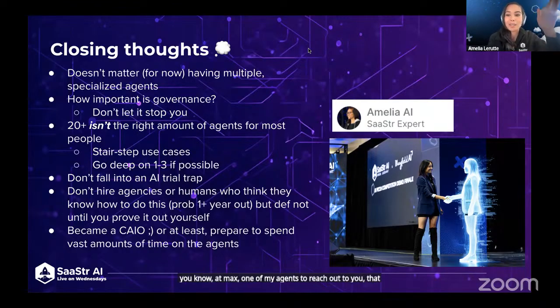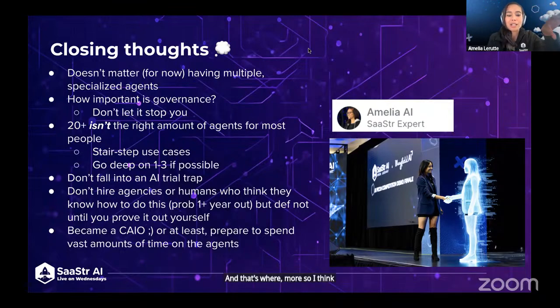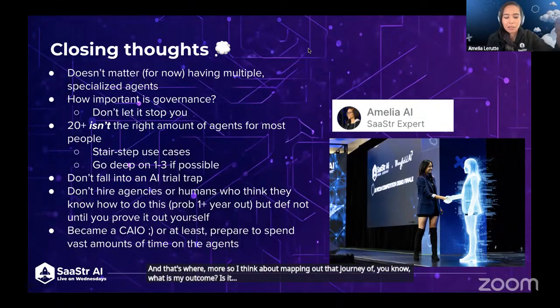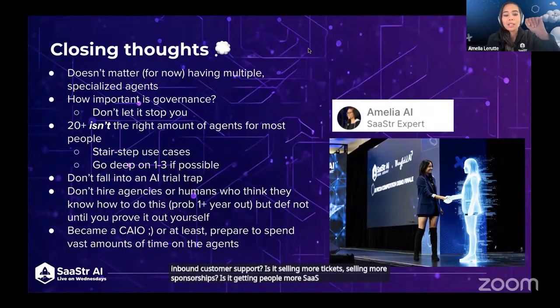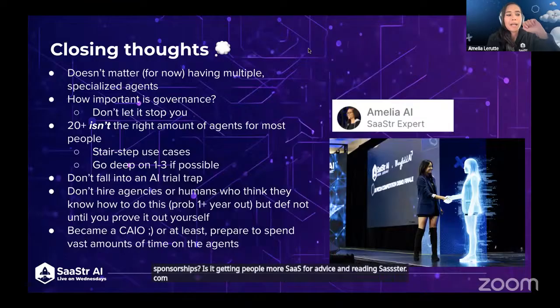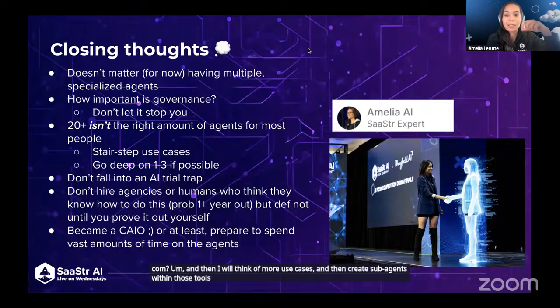Then if you come to the website, you may interact with 1 or 2 different agents. And that's where I think about mapping out that journey of, what is my outcome? Is it inbound customer support? Is it selling more tickets, selling more sponsorships? Is it getting people more SaaStr advice and reading SaaStr.com? And then I will think of more use cases and create sub agents within those tools that are tuned specifically to that goal with that certain outcome in mind.